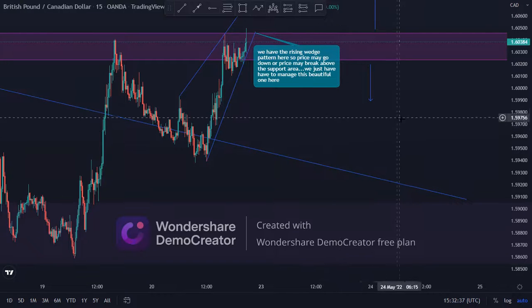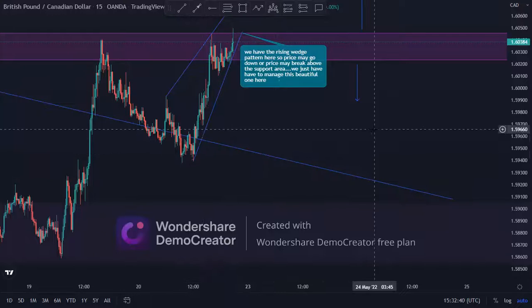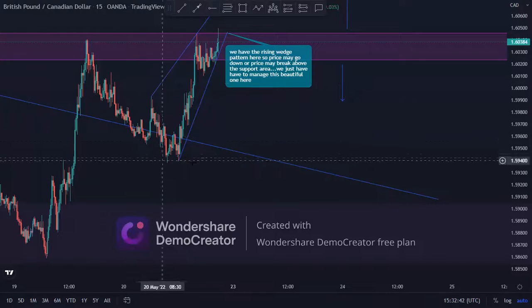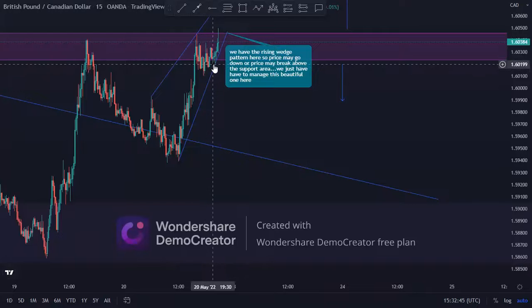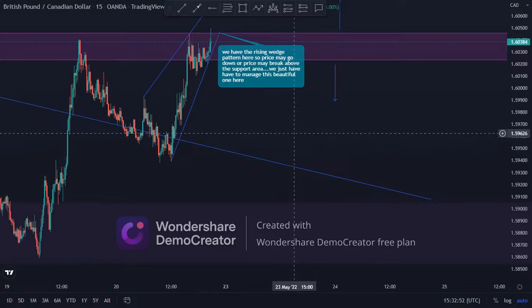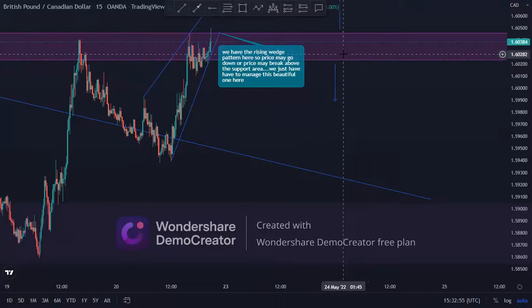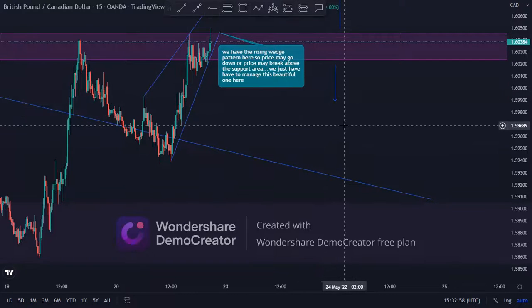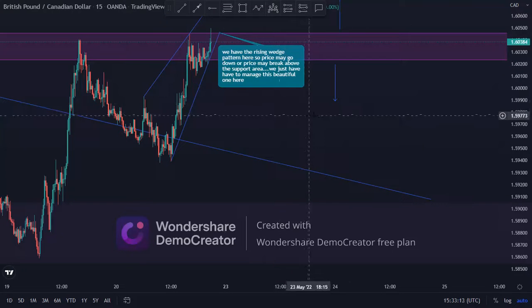So on the 15 minutes time frame, we have this beautiful rising wedge pattern, and we have the first touches here, second touch is there also, and on the top side we also have those touches there. This one I also sent to the members in the Telegram group. I was like, we have the rising wedge pattern here, so price may go down or price may break above the resistance area. I should fix that.